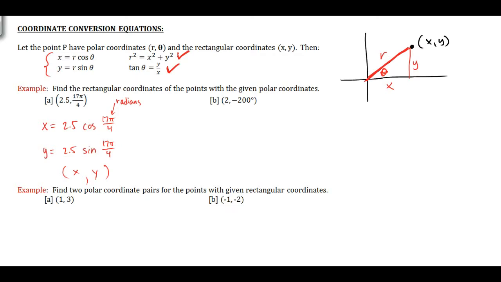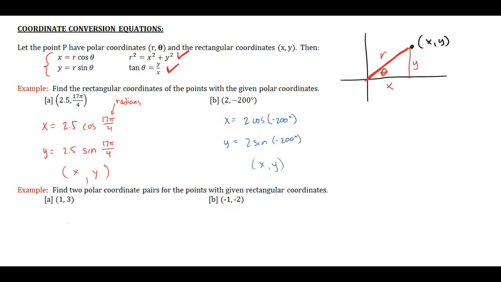Same thing over here, but now you've got to make sure your calculator's in degrees. You're just going to type 2 cosine negative 200, and it's going to give you the x value, and then type 2 sine negative 200, and it's going to give you the y value, and you'll have plotted your point.